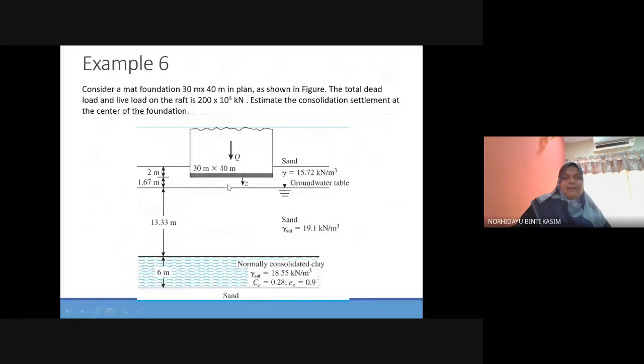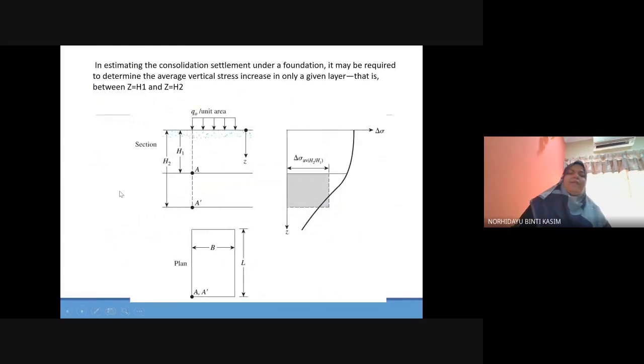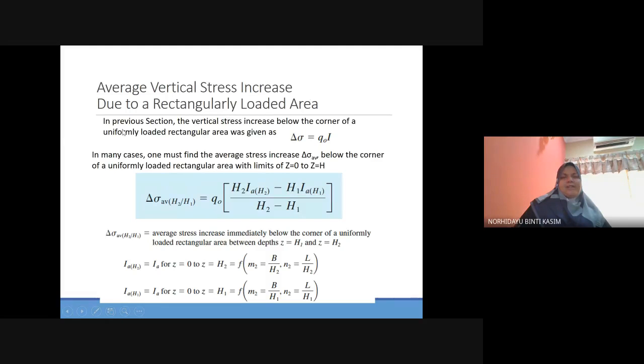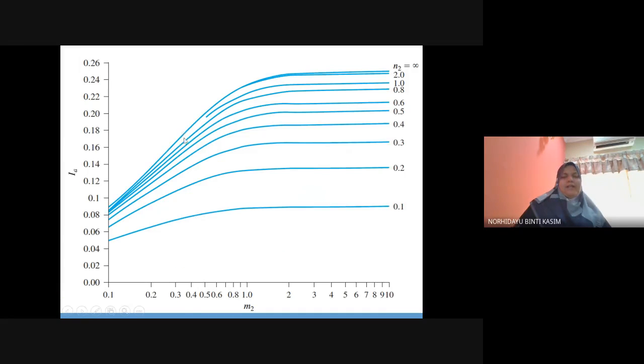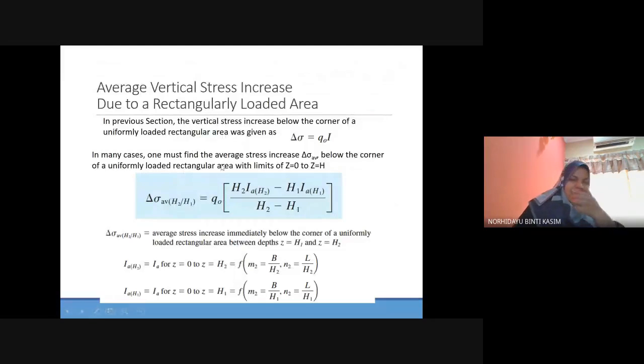The example is missing. There's another example, number 7. I will give you the example on this one so that it will be clearer. This one is on the average vertical stress increase due to a rectangular loaded area. Because this one is just the equation. To understand it, I will give you the example to calculate the average stress increase.